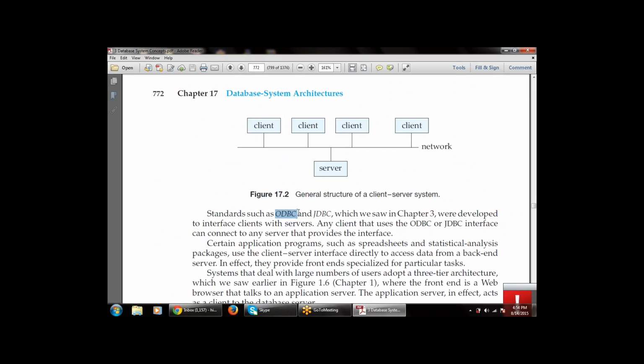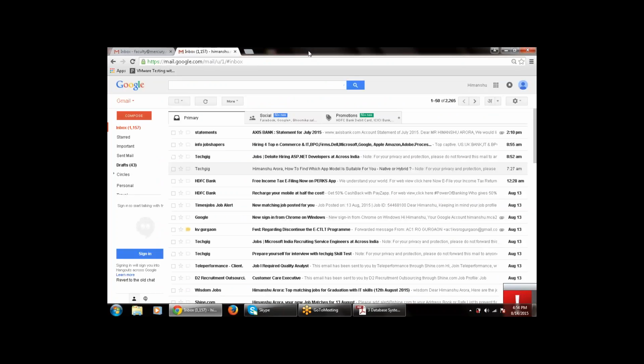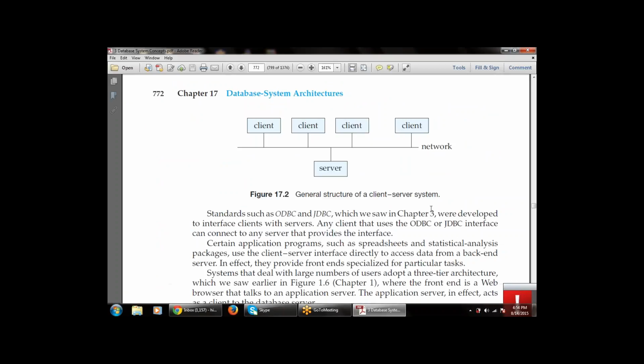Standards such as ODBC, the Open Database Connectivity, as well as JDBC, the Java Database Connectivity, are also available to provide an interface with the different servers.